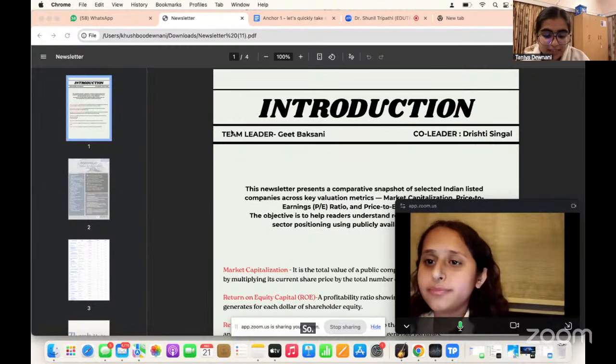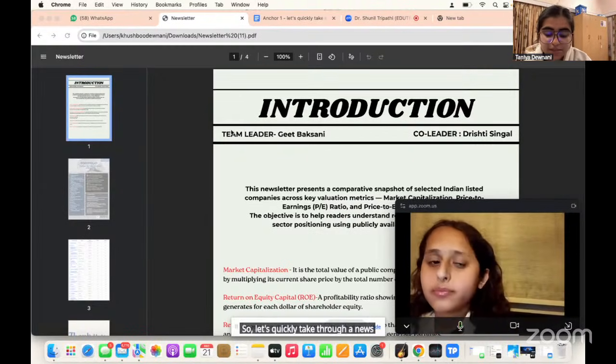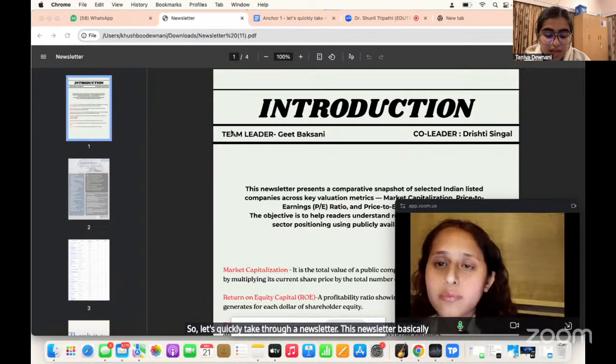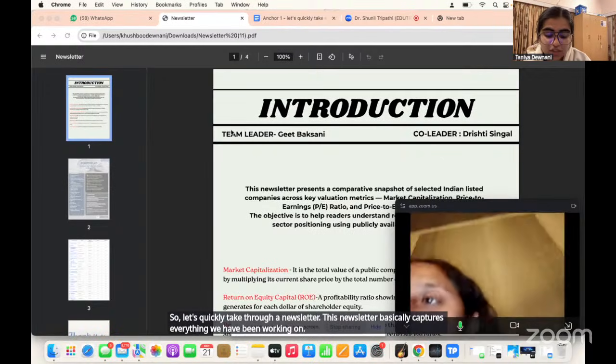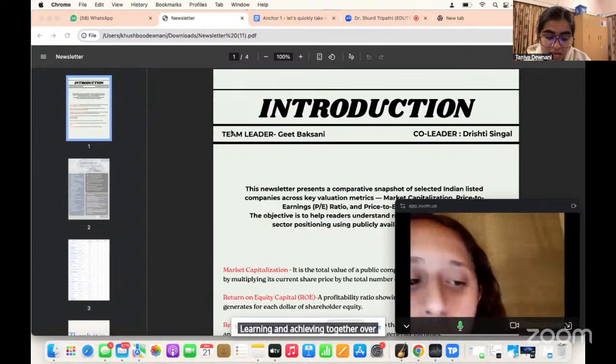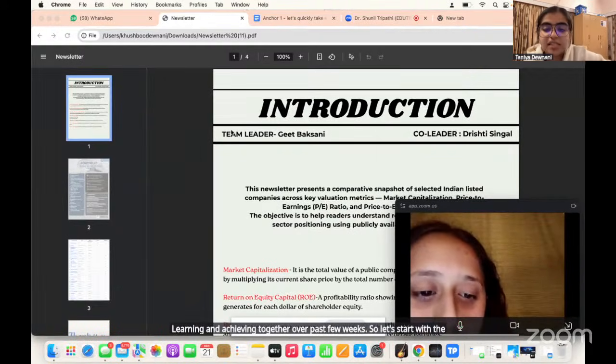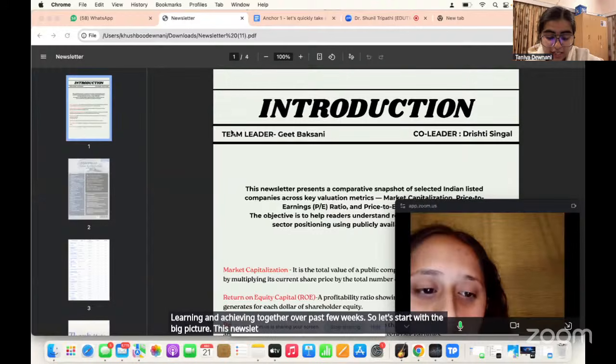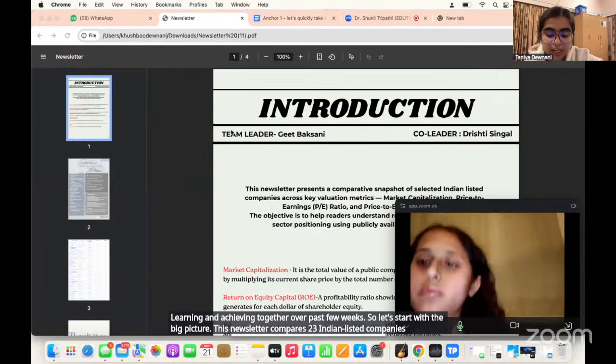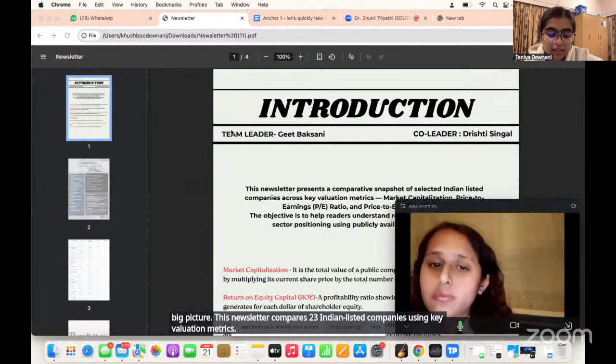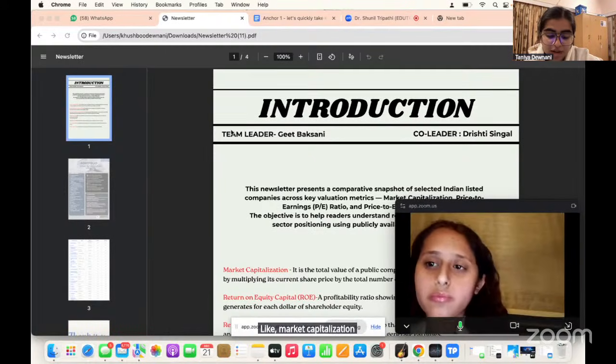So let's quickly take you through the newsletter. This newsletter basically captures everything we have been working on, learning and achieving together over the past few weeks. So let's start with the big picture. This newsletter compares 23 Indian listed companies using key valuation metrics like market capitalization, PE ratio and PB ratio.